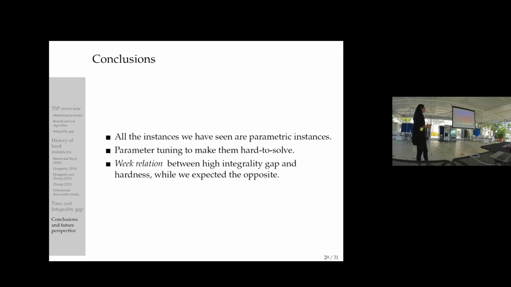Okay, now I will try to sum up and say something about what we are actually doing. All the instances we have seen are parametric instances. These instances are given a priori by a specific tuning parameter, chosen in order to achieve something. Also, we have observed that, contrary to what we expected, there is a weak relation between high integrality gap and hardness, while we expected the opposite.